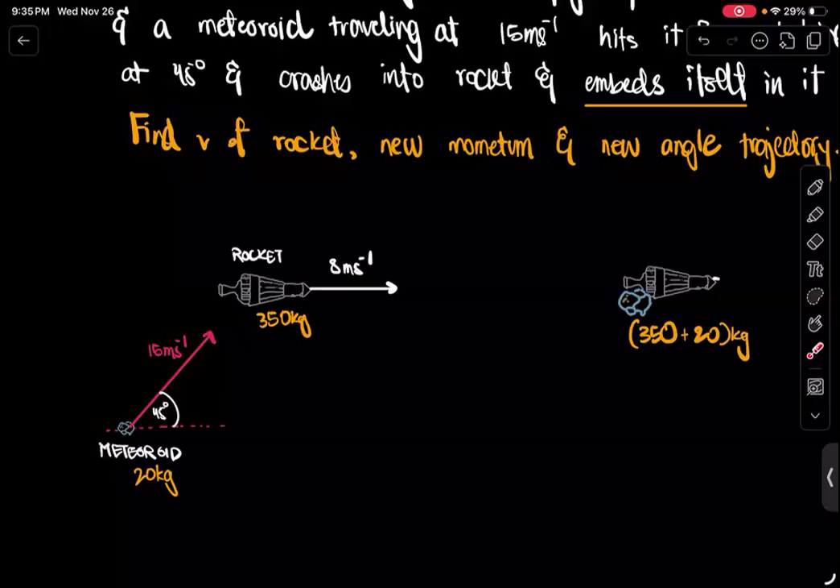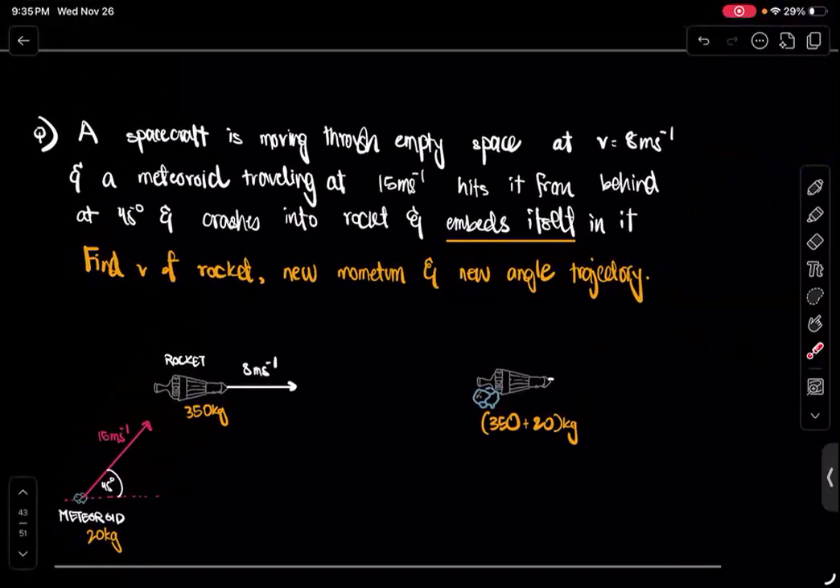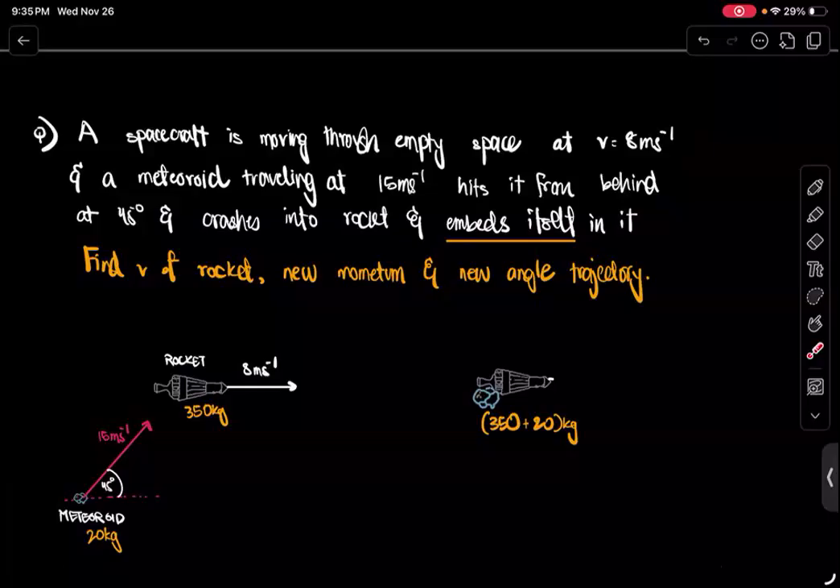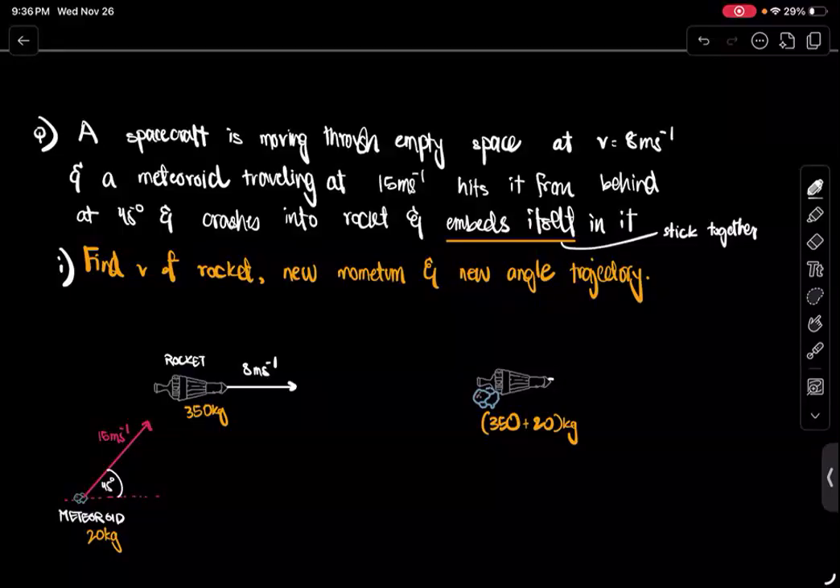But what happened later on was that when it hit, it crashed into the rocket and embedded itself in it, right? That means that they stick together. The question is, in fact, not just a single question, it's like three separate questions. Part one, find the velocity of the rocket later on. Find the new momentum and then find the new angle of trajectory.